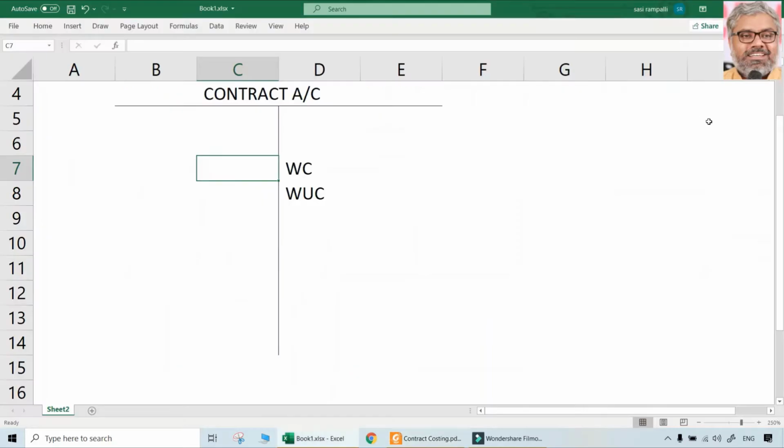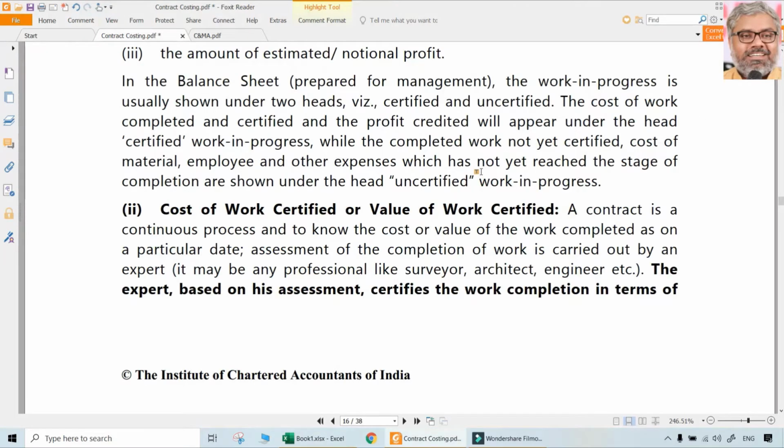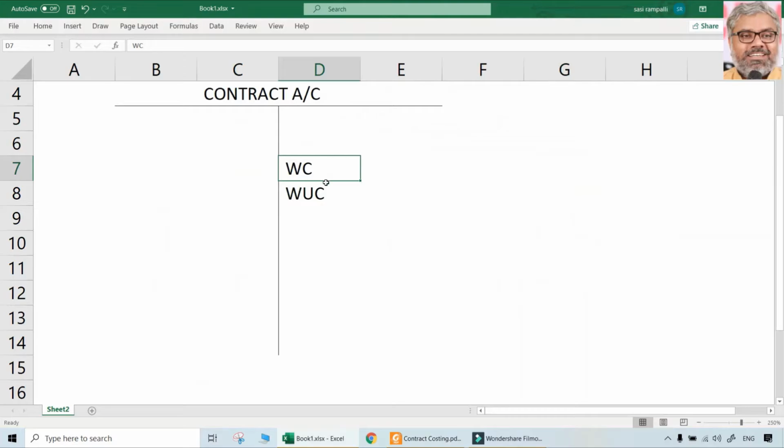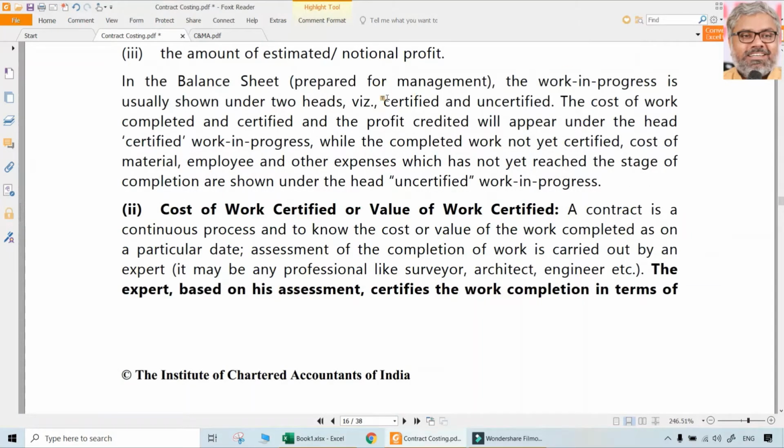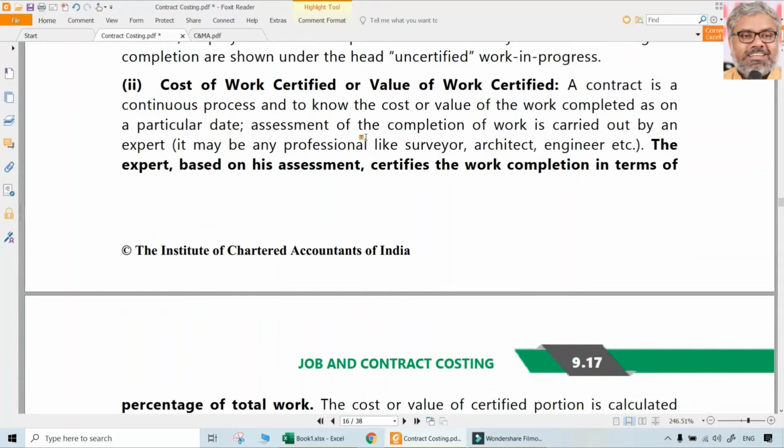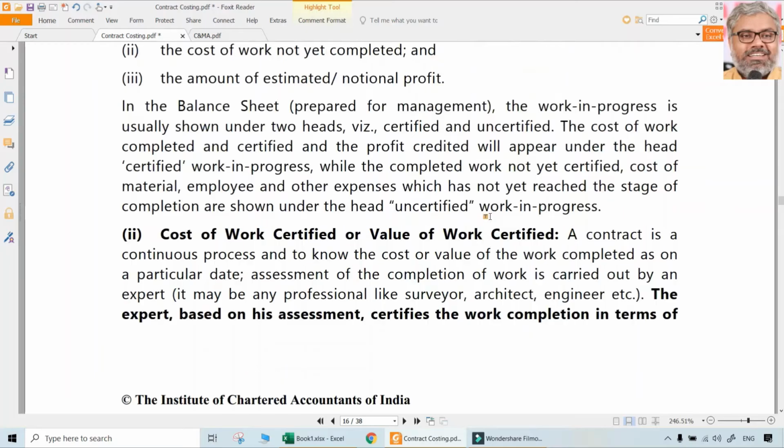That can be dealt with separately outside the contract account as a statement, or even a memorandum account can be prepared for finding out future probable estimated profit. And the same things which we are talking about as work certified, work uncertified, they will be shown on the balance sheet asset side also, because they are the assets. And whatever amount is receivable from the contractee is also represented by that. And whatever amount is still to be certified but not yet received becomes a receivable also in the balance sheet.